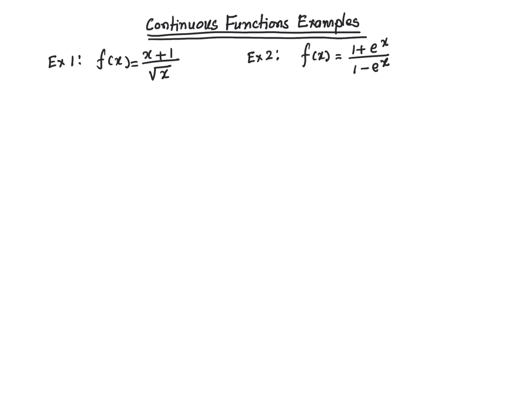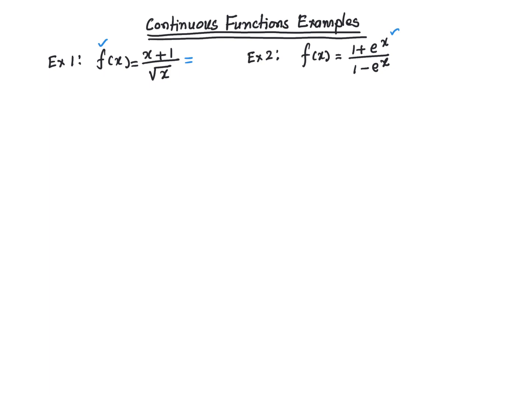In this video, I'm going to talk about some examples involving continuous functions. The first example is f of x is equal to x plus 1 over square root of x. And the second example is f of x is equal to 1 plus e to the power x divided by 1 minus e to the power x. So let's start off with the first one.